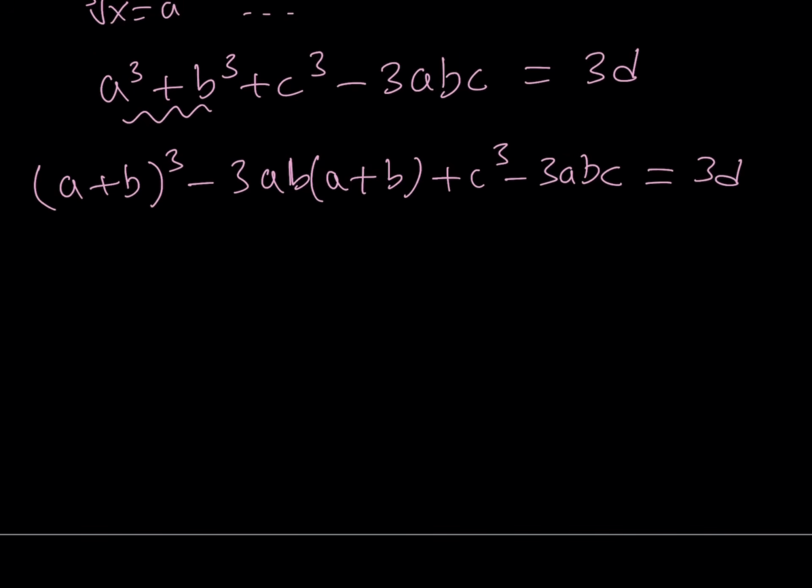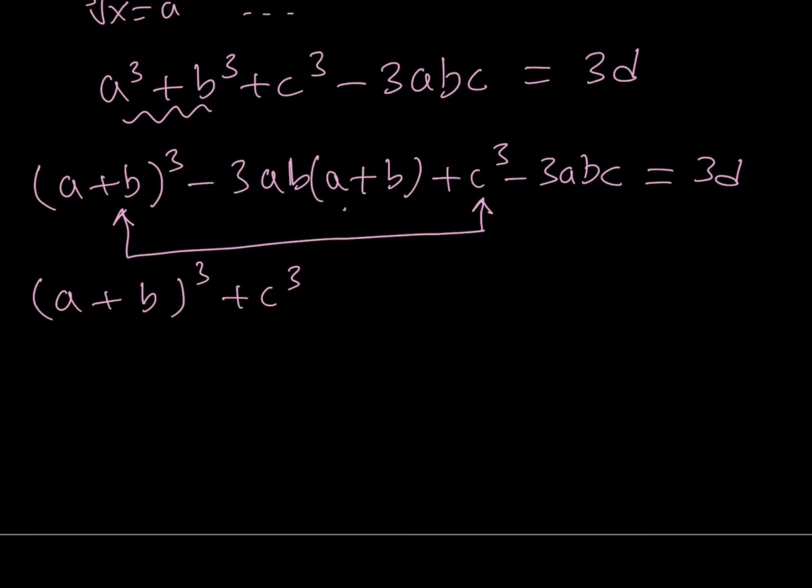Now, this makes our expression factorable by grouping, sort of. So I'm going to take these two and put them together. So write it like this: (a plus b) quantity cubed plus c cubed. And then the other two terms, here and here, I can take out a negative 3ab. And then inside the parentheses, I should be getting a plus b plus c. So this is equal to 3d. I don't really have to write 3d every time, because we know that this is equal to 3d.